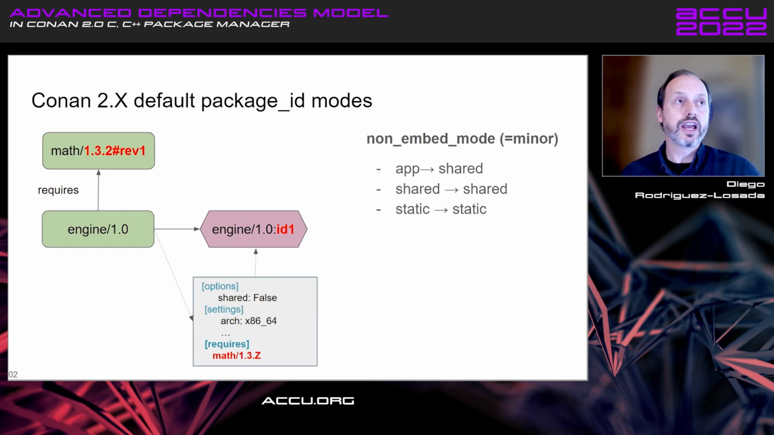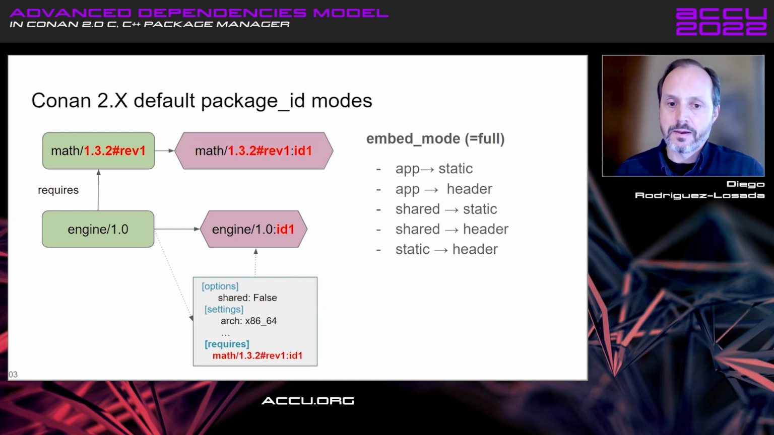That allows, if your developers know what they're doing, they can do patches to math, and this will not require rebuilding engine downstream, or other dependencies in the graph, of course. And this can save a lot of time. If your team is disciplined and they are really managing versions correctly, patch releases of a package of a static library will not rebuild the whole world.